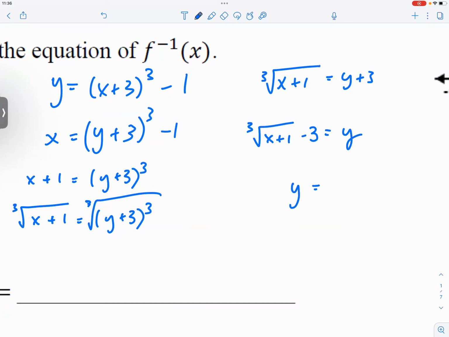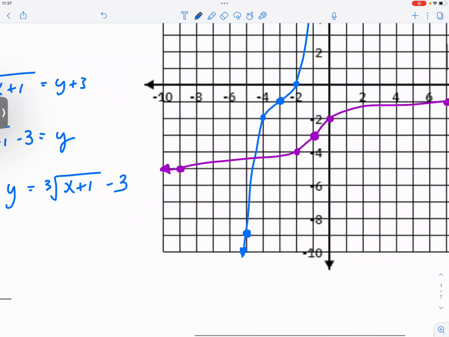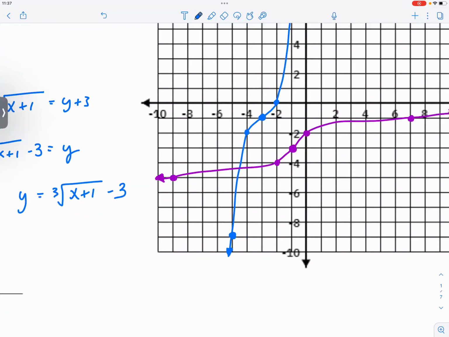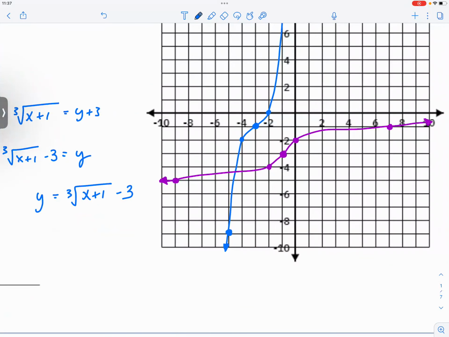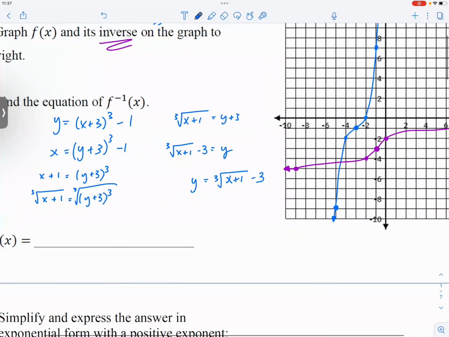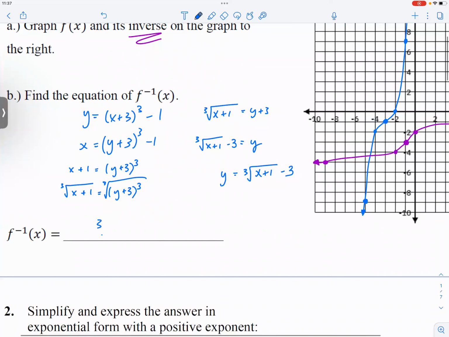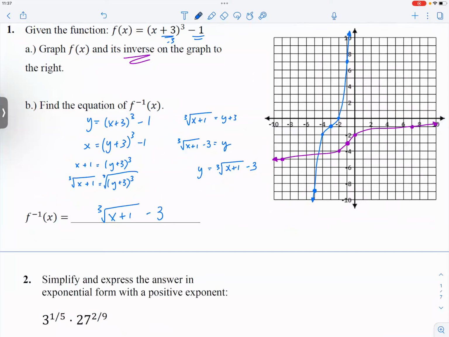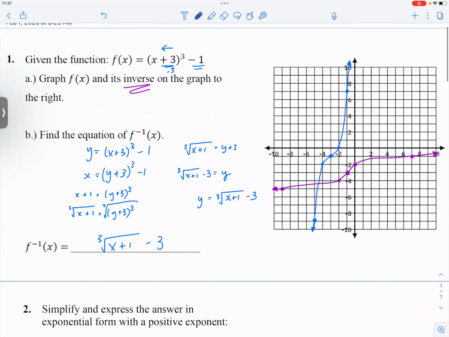So what you have here is simply cube root of x plus 1 minus 3, which means that the cube root graph should be going to the left by 1 unit and down by 3 units. And it's just a regular cube root graph that's increasing from left to right, which is our purple graph right there. And the inverse, if you have to put down the inverse, this would be it. Very straightforward.